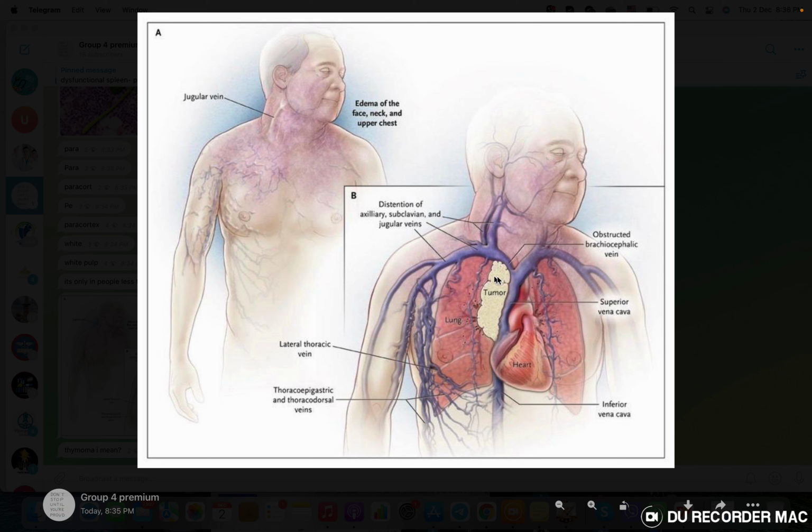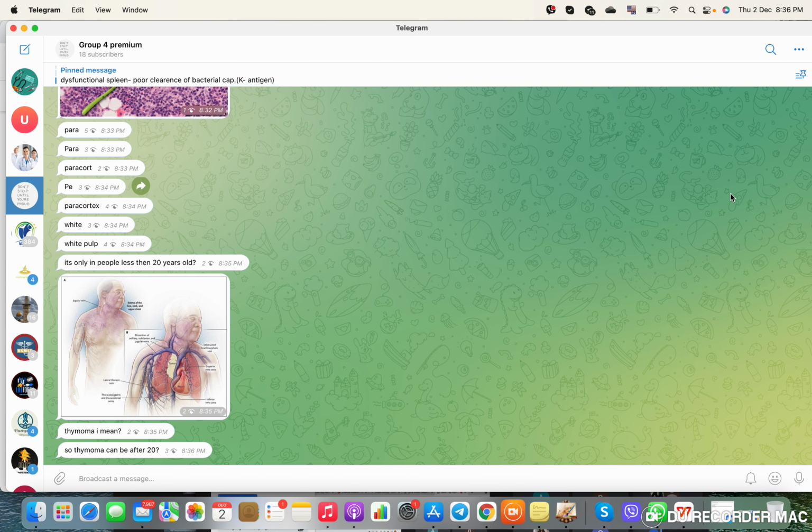Okay, so remember this patient. Well, look at this guy. He's trying to drain the blood down his superior vena cava, but he can't. So he has a flushing of his face. If he raises his arms, imagine if he raises his arms now, more blood will be going to he wants to go here, but he cannot. So it will go back to his face as well. Okay? Yes, thymoma can be after 20 years old. Okay, so thymoma can be all over your life, basically.